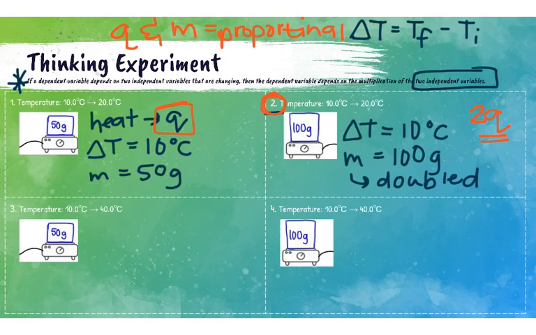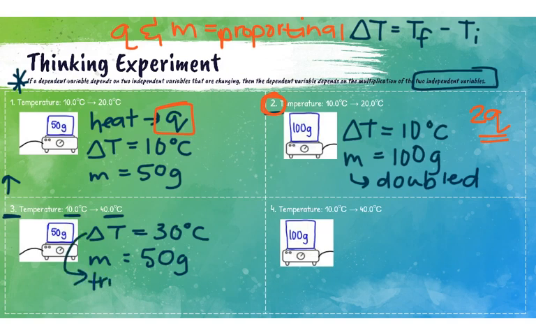Now if we go down and look at our setup 3, we're going to compare to our first setup as well. Notice that our temperature goes from 10 to 40 degrees. So your change in temperature is 30 degrees Celsius, unlike setup 1 that had 10. We also see that our mass is the same as our first setup. So the only thing that was changing is that the change in temperature tripled.